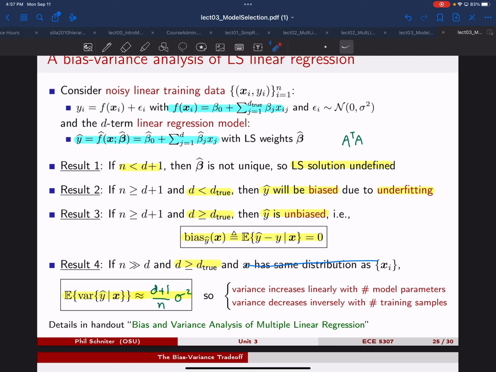I mean, n cannot be d plus 1, right? Yeah, that's right, yes. At least this holds precisely when n is much greater than d. Yeah, that's a good point.